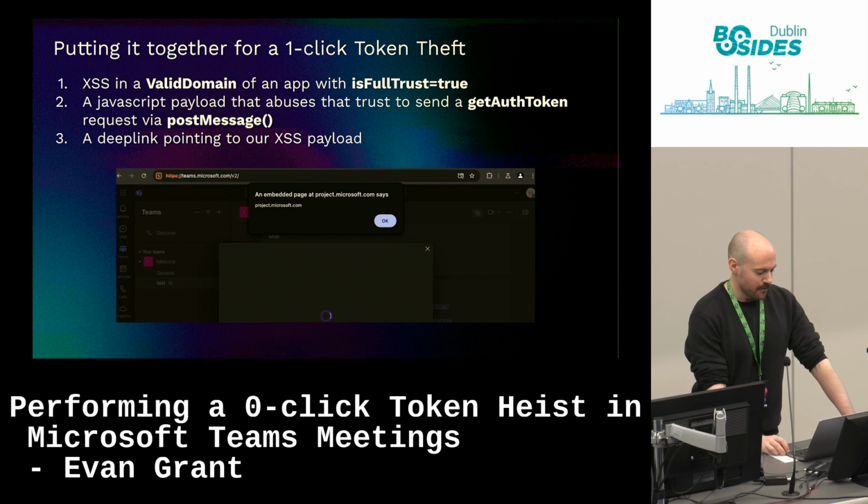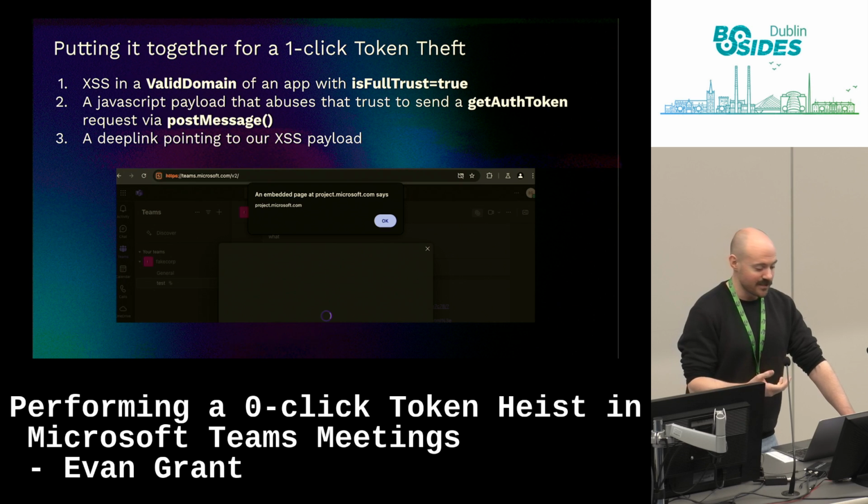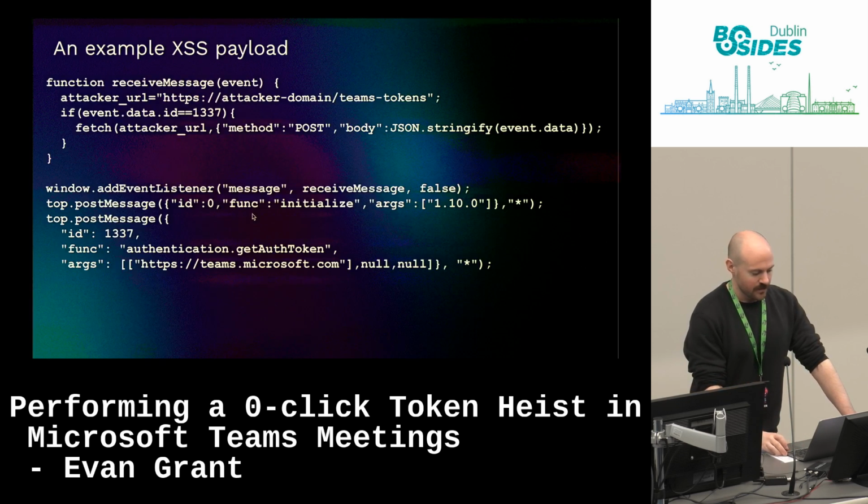So, to put that together into a one-click attack, I skipped over the deep links. It's not super important, but there's a method in Teams of linking to another application in Teams, and if you click it, it'll open it up. So what happens when you have a cross-site scripting bug and send somebody that link? If they click it, it will execute your cross-site scripting payload.